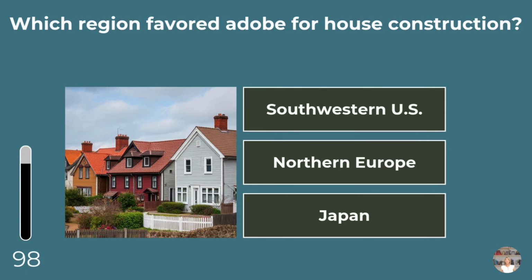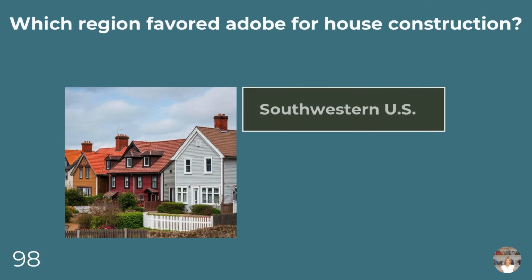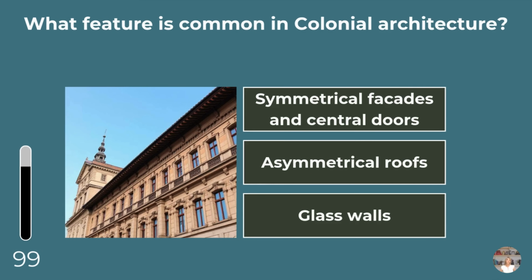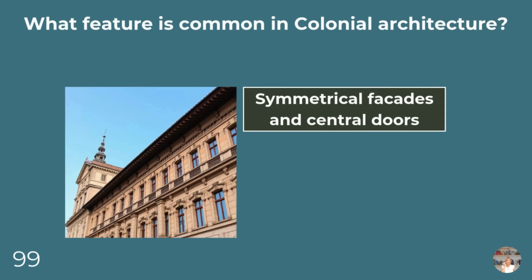Which region favored adobe for house construction? Southwestern US, Northern Europe, or Japan? Southwestern US. What feature is common in colonial architecture? Symmetrical facades and central doors, asymmetrical roofs, or glass walls? Symmetrical facades and central doors.